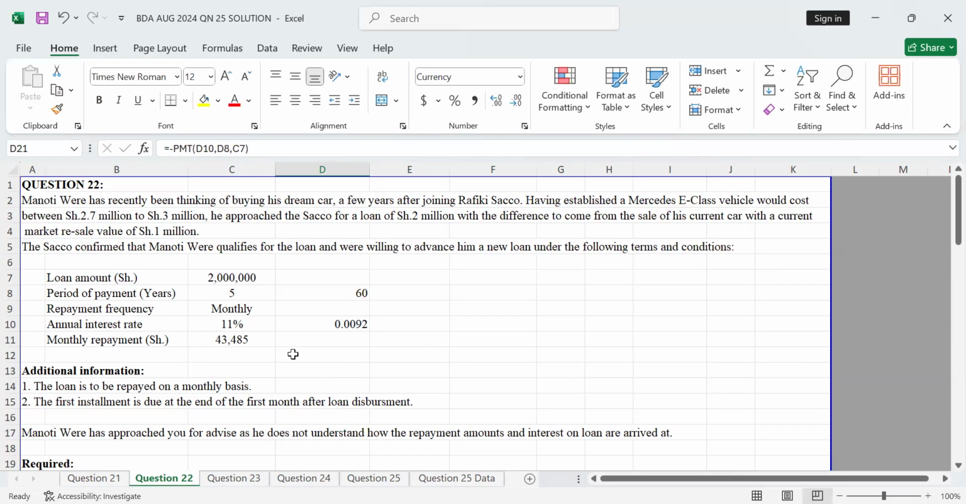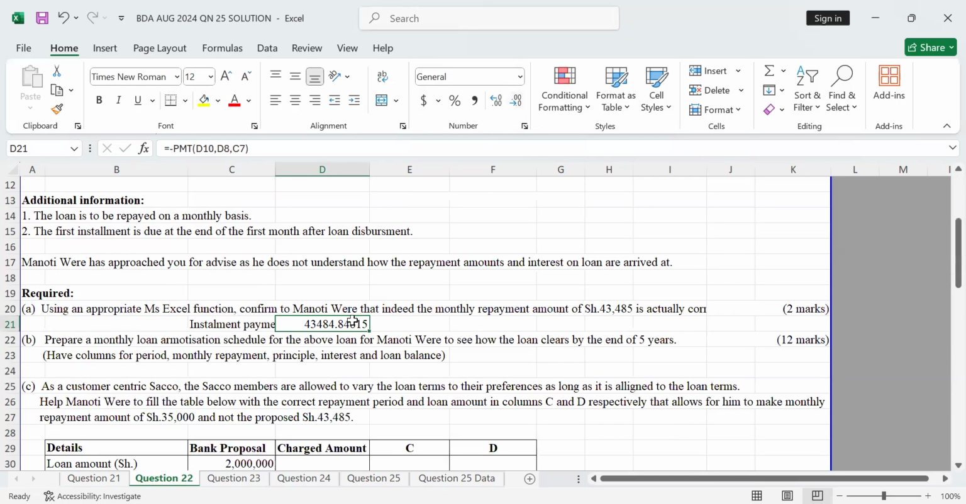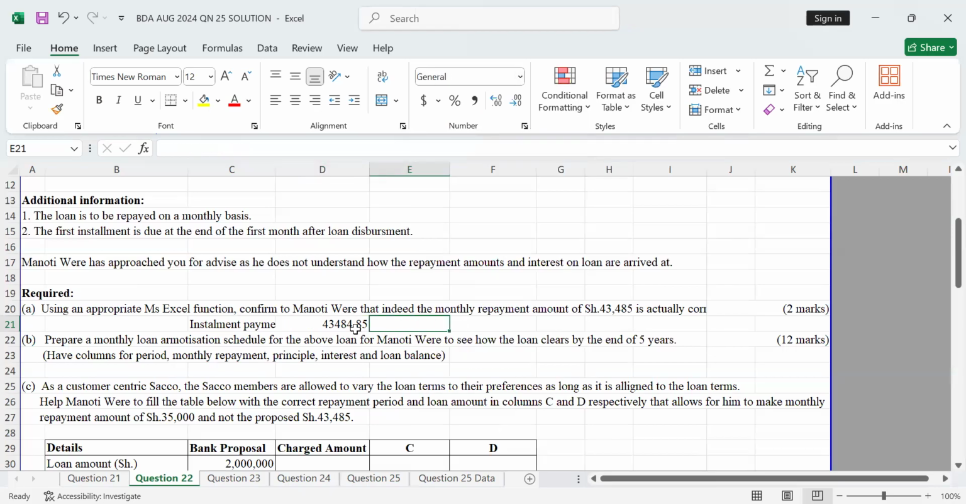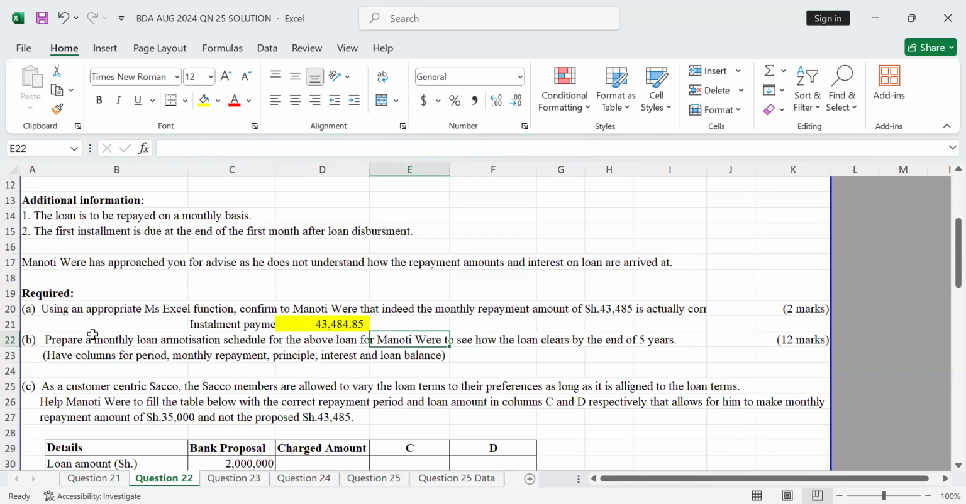Remove the dollar sign and just use the general format, which is the shillings here. That is the amount that in this case is supposed to be paid. If I reduce the decimals, you can see that the amount is 43,485. So that is Roman number 1.